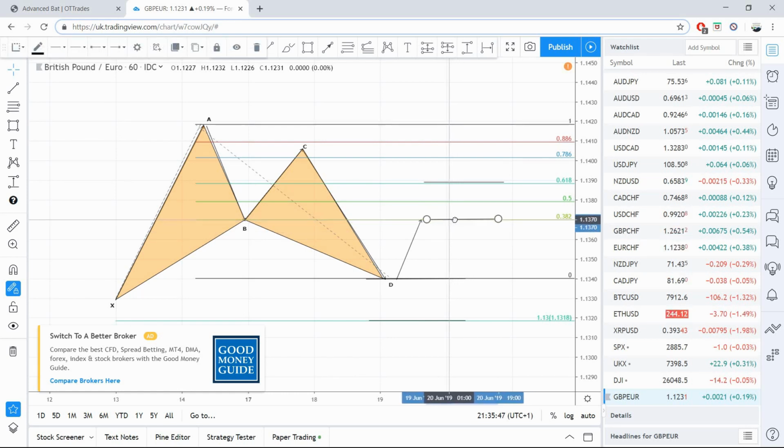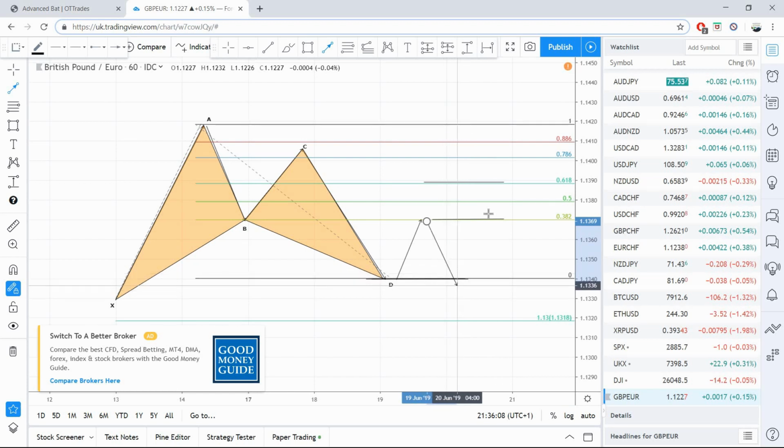But if our first target is hit, so our 382 target is hit, conventionally the rules state that you should move your stop loss level to break even, so to the limit order point where you got in, so that if price moves higher, hits your target 1, and then begins to retrace, you've already taken profits at this level. You've secured those profits by exiting half of your position, because you've got 2 targets here. Exit half your position when the first target's hit.